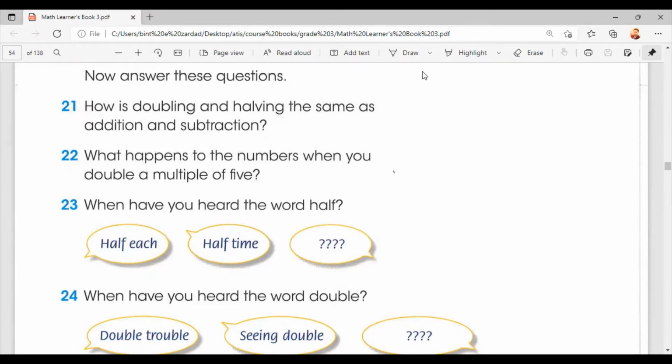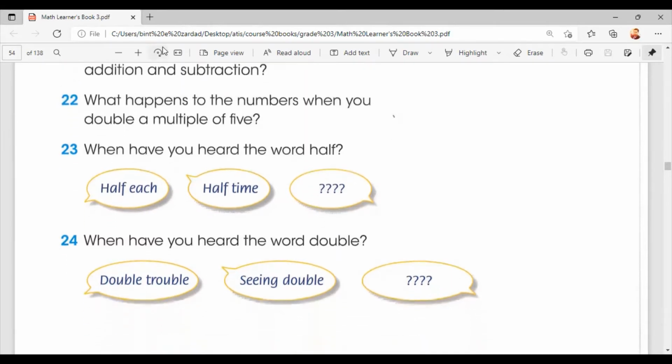Moving forward. When have you heard the word half? Half time, half each, half limit. What words can you say? Half an hour, half price. So you can write half price, half an hour.